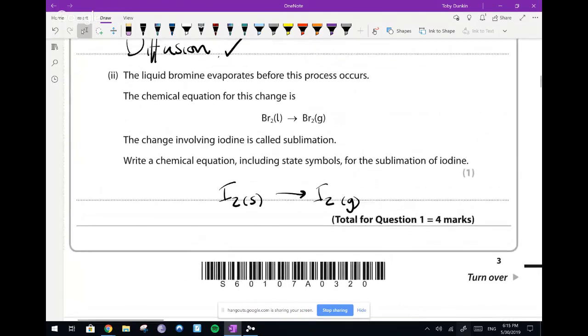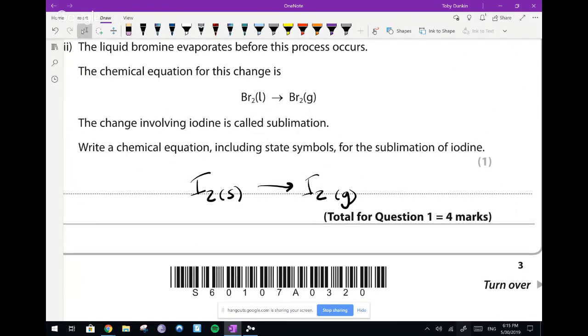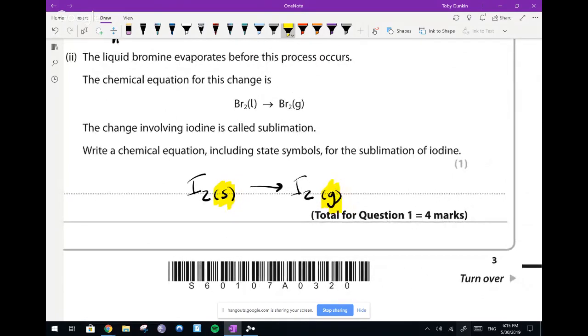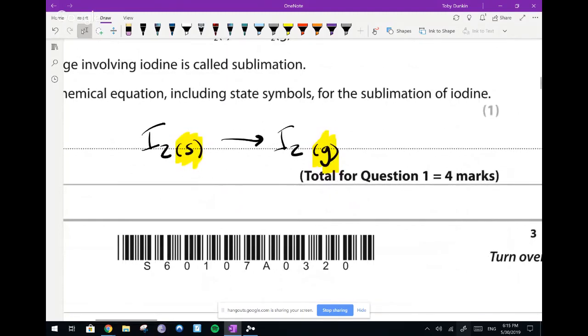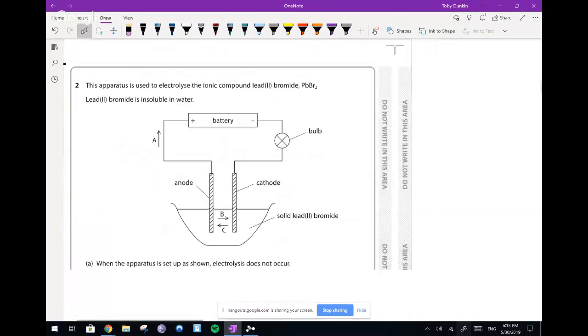Okay, next. So a nice simple equation. It says that the chemical equation for this change for bromine is Br2 liquid going to Br2 gas. This change involving iodine is called sublimation. Write the equation for it. So that's nice because what they're testing you on here is your state symbols and recognizing that we're skipping a phase for iodine and going straight over to a gas. Quite nice because they're making you write an equation, which is actually relatively unusual. If you were doing a dissolving equation, then you'd be putting in bromine liquid, and then it would be forming bromine aqueous. Okay, on to the next question.